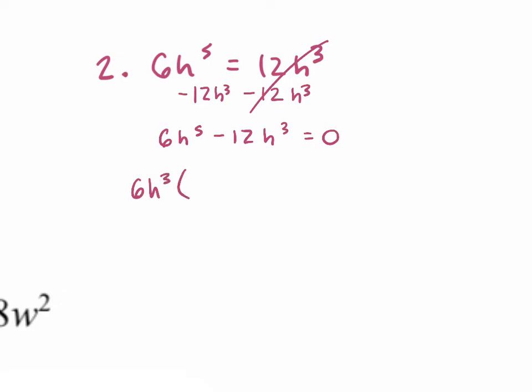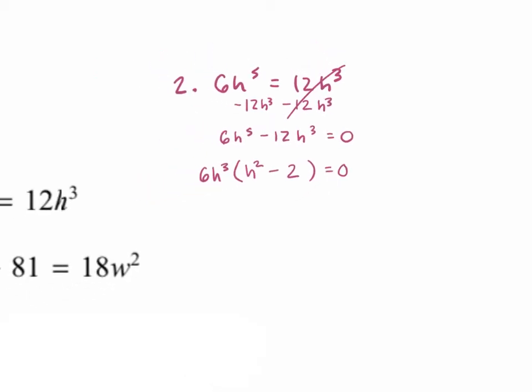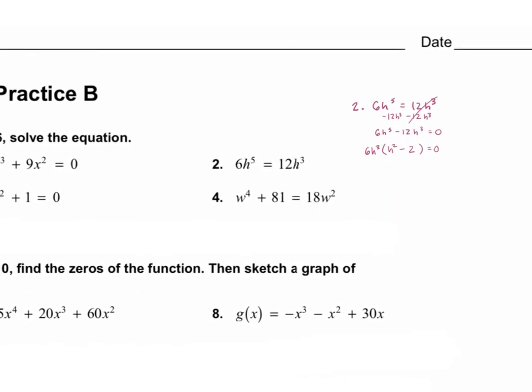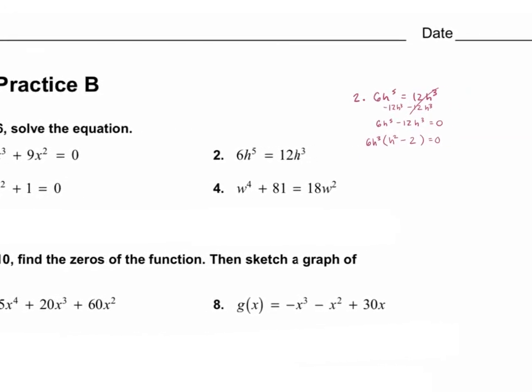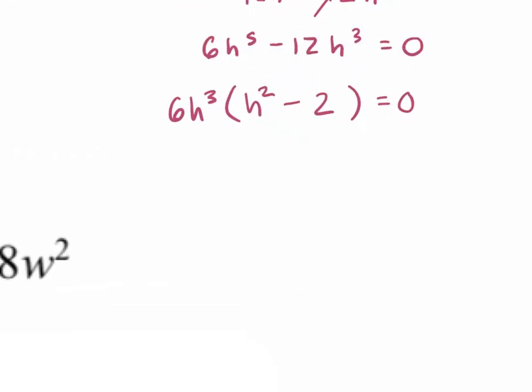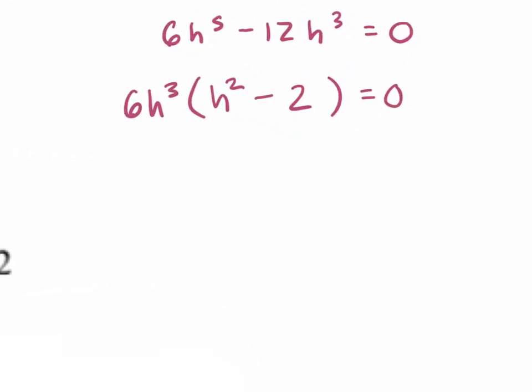Awesome. Always take out what you can. So 6h cubed. And then what are we left with? h squared minus 2. Can we factor h squared minus 2 anymore? Is 2 a perfect square? No. Nope. So we can't factor it anymore. So this tells us to solve.